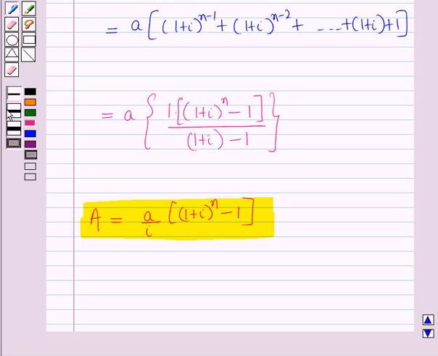So in this session we have learnt about amount or future value of an annuity. And this completes our session. Hope you all have enjoyed the session.